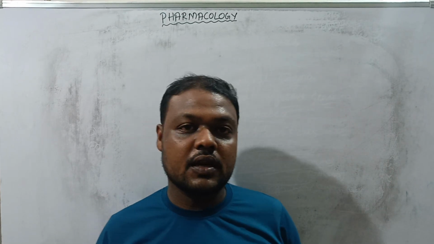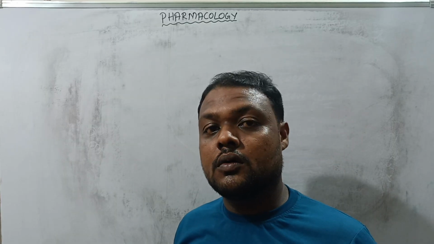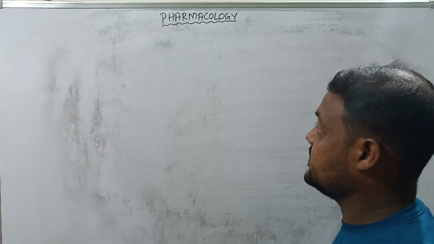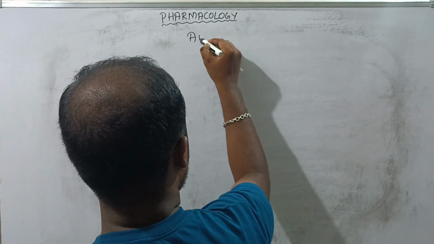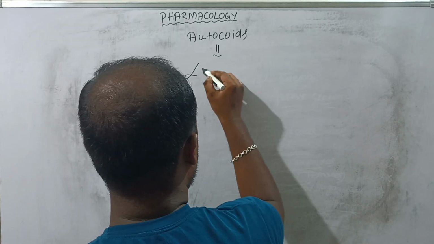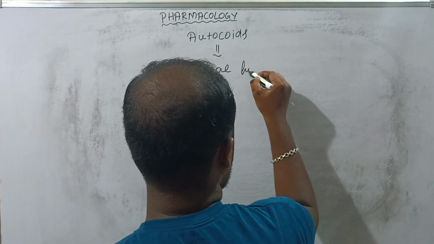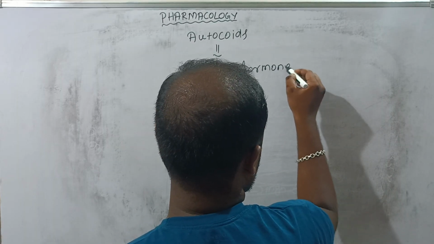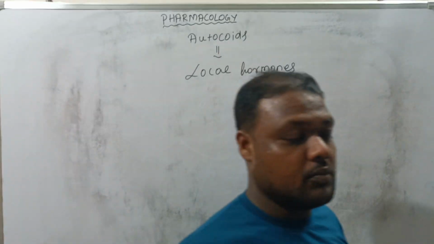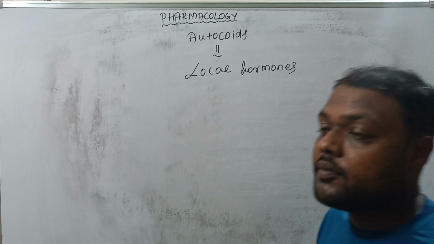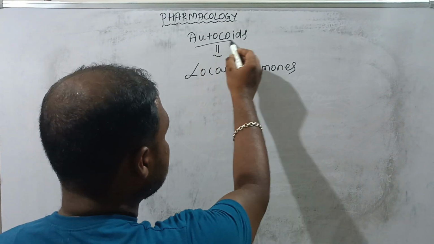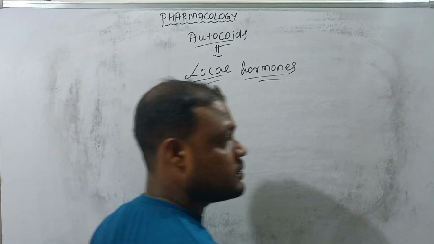Today's topic is autocoids, which comes from pharmacology. Autocoids means the local hormones that affect several parts of the body. Clear? Overall, autocoids are local hormones.